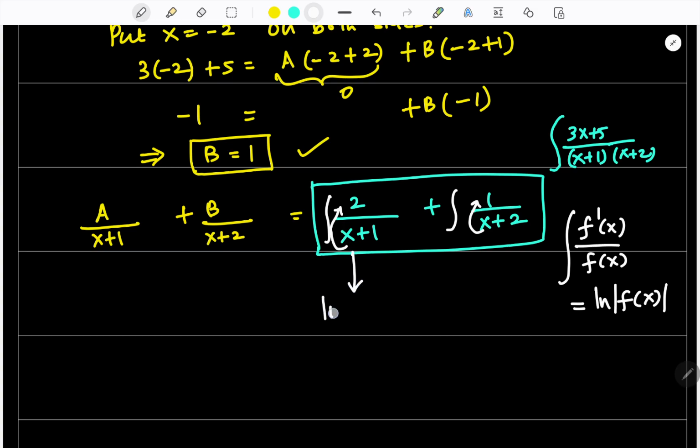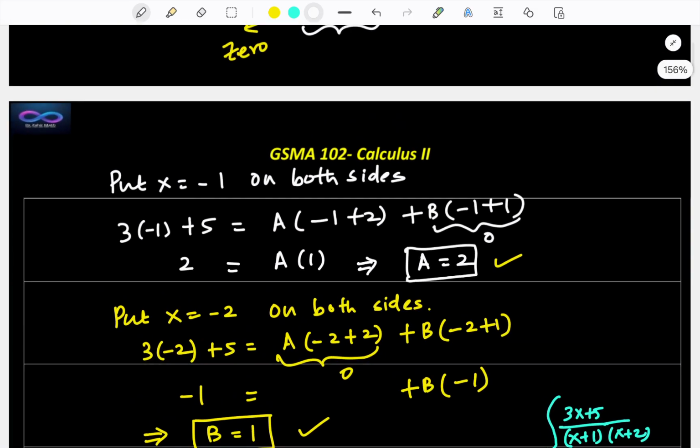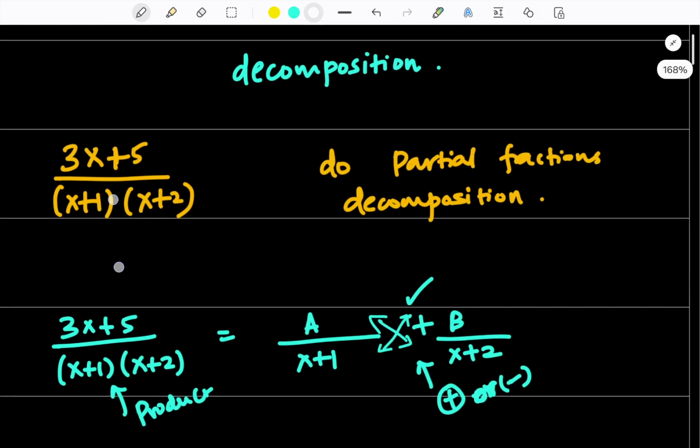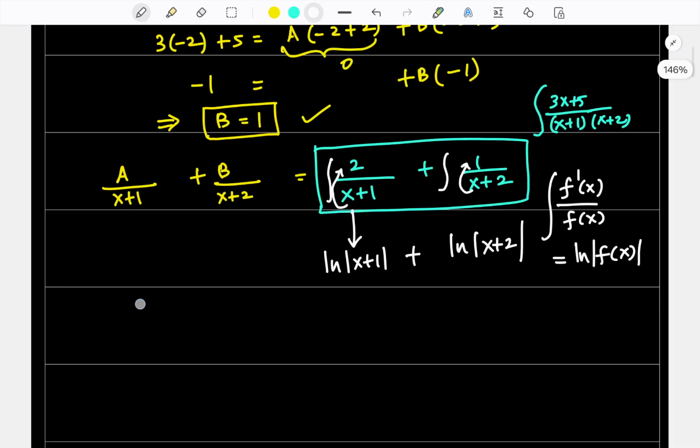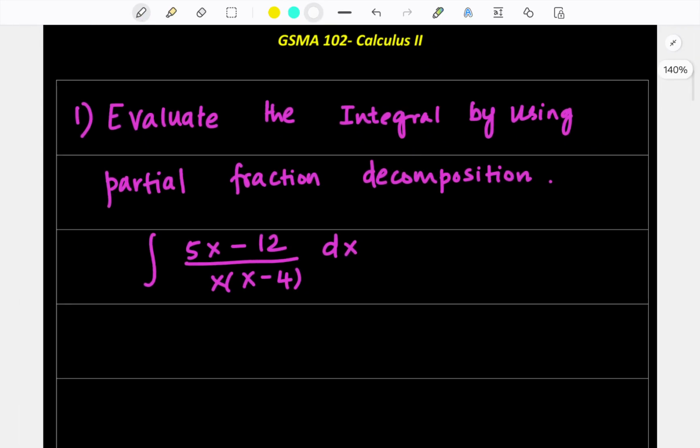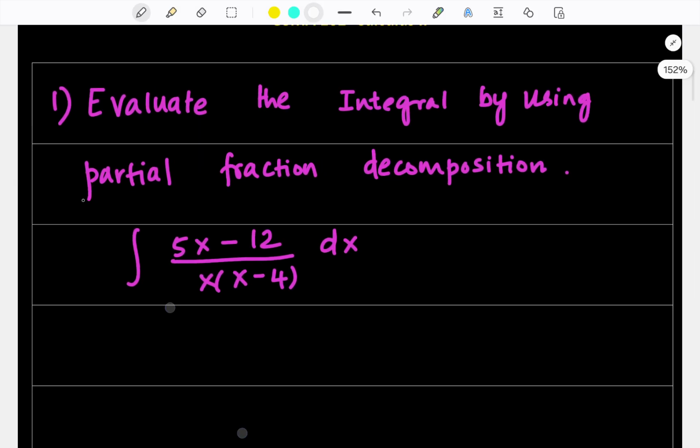So automatically this will give you ln absolute value x plus 1, and this will give you automatically ln x plus 2, right? So this is why we are doing partial fractions when some factors are in product. So we just make it as plus or minus, then we integrate so that we will get the answer quickly, right? So this is just a review from Math 002. So you just go through first how to do partial fractions, and then after that, now in calculus 2 we are going to do the integration using partial fraction decomposition.